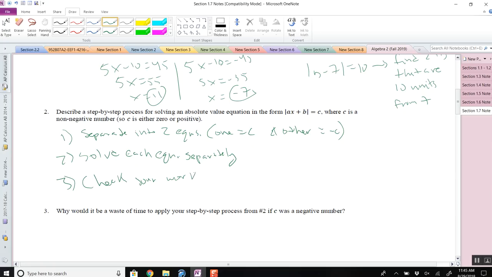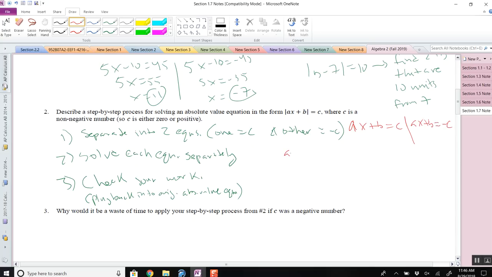because you are going to run into some cases where maybe the answer you found in step 2 actually doesn't satisfy the original absolute value equation. So you're going to plug back into the original absolute value equation. So I'll do this in red. So we're going to separate into two equations. Ax plus b equals c. Ax plus b equals negative c.